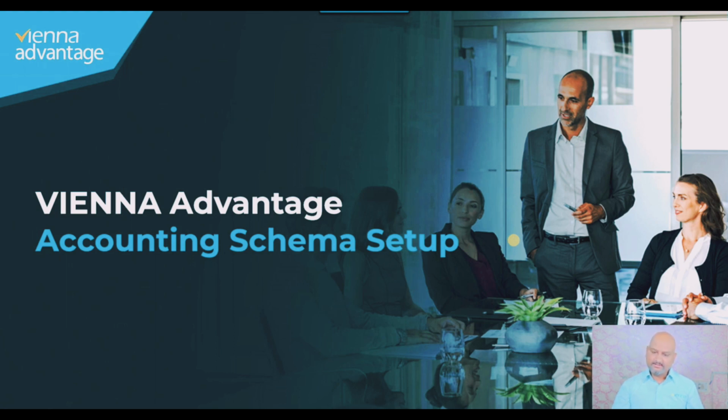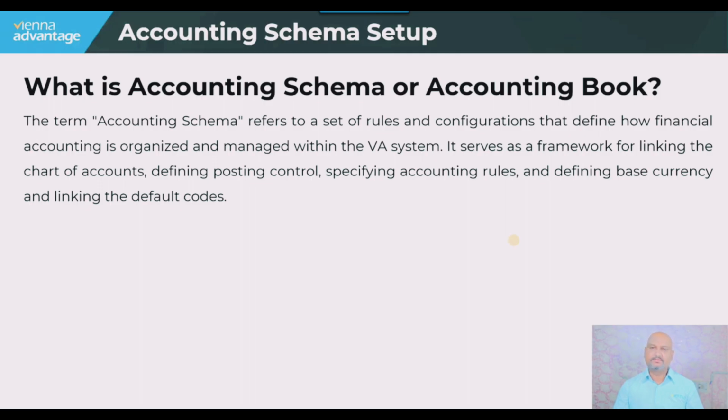So what's basically the accounting schema? The accounting schema refers to a set of rules and configuration that define how financial accounting is organized and managed within the VA system. It serves as a framework for linking the chart of account, defining posting controls, specifying accounting rules, defining base currency and linking the default codes.